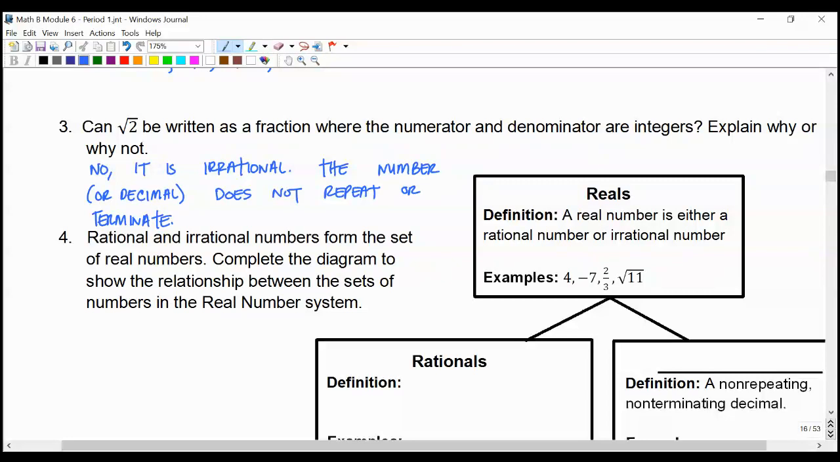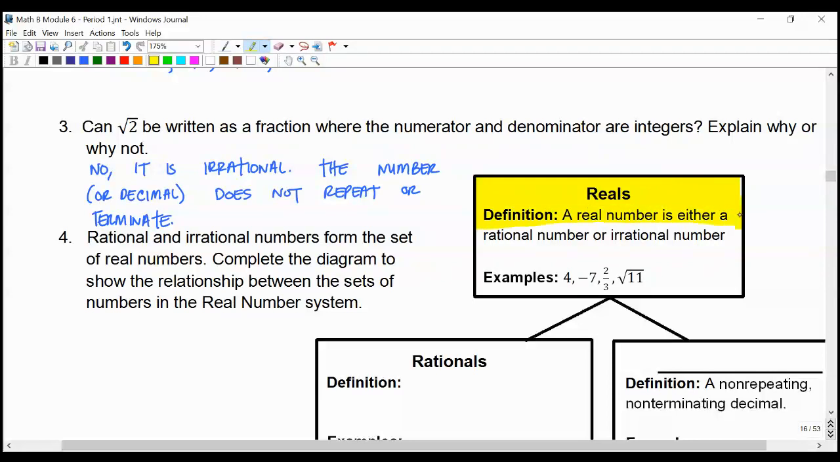Feel free to pause the video. If you feel like you can do some of it without listening to the video, feel free to work ahead and check it. Number 4, we have rational and irrational numbers, which form a larger set. So we're going to add a new set here. We can maybe highlight it, this set.